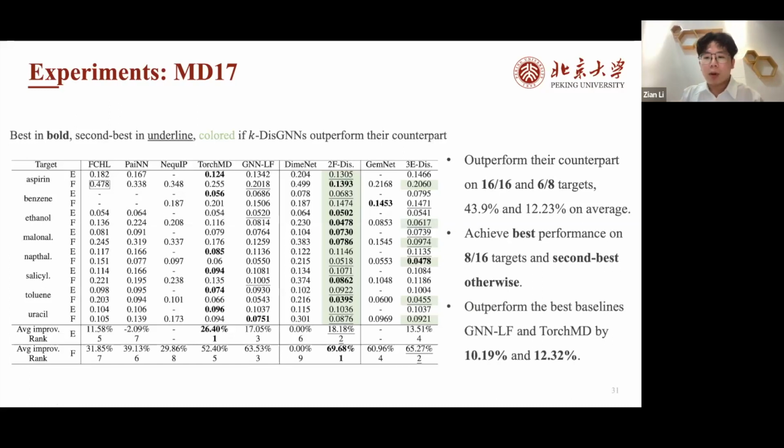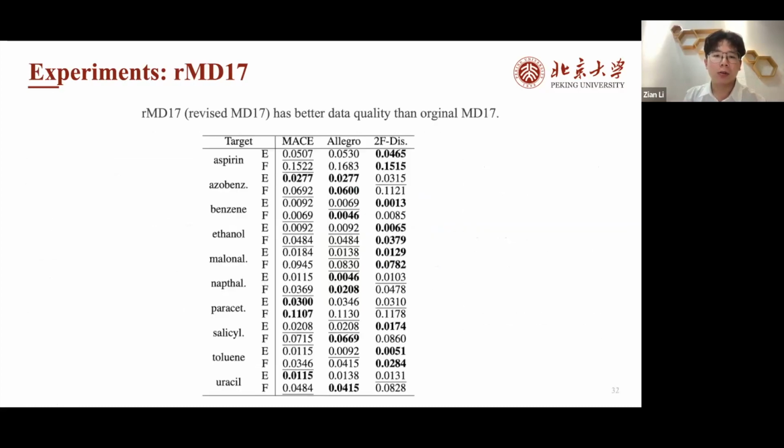And we can see our models can outperform the best baselines, GNLF and TorchMD, by 10% and 12% respectively. So they have really good experimental performance. We also conducted experiments on the revised MD17, which has better data quality than the original MD17, because they use better calculation methods, and so they have lower data noise.